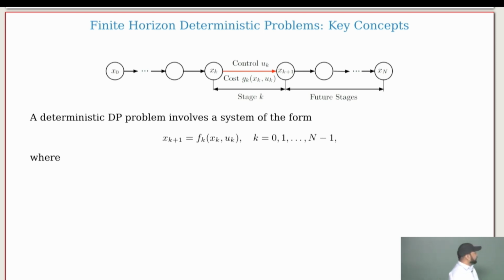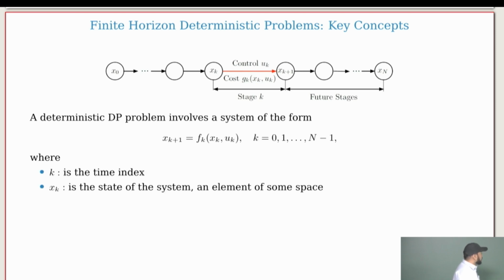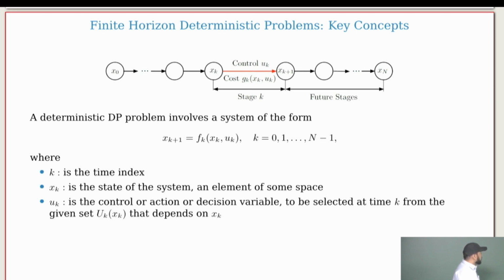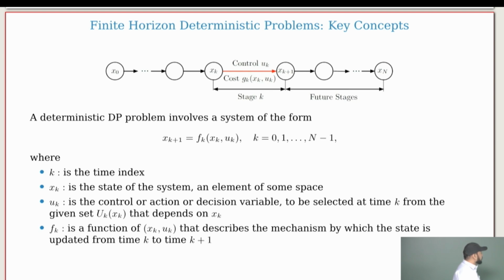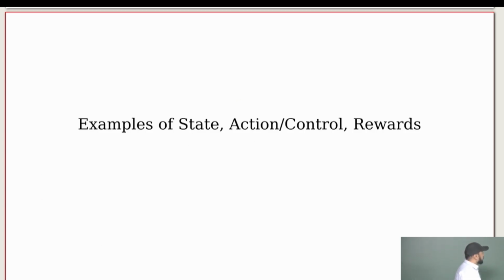Now fk is the policy or the strategy that you will assume to go to the next state xk plus 1. So here k is the time index, xk is the state of the system, uk is the control, and fk describes the mechanism by which the state is updated from k to k plus 1, and n is the horizon. So we recall all this, right?